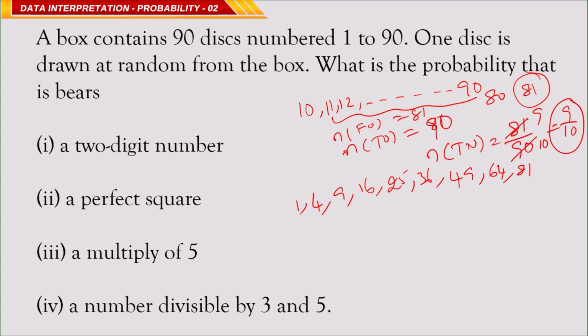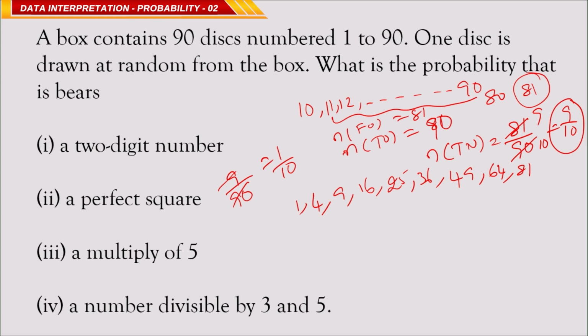So, the favorable outcomes is how much? 9. And total outcomes is how much? 90. So, it is 9 by 90, that is simply 1 by 10. The probability of getting a perfect square is 1 by 10. Clear?